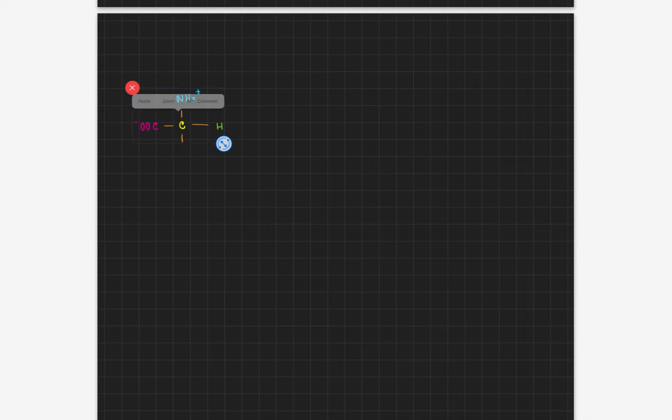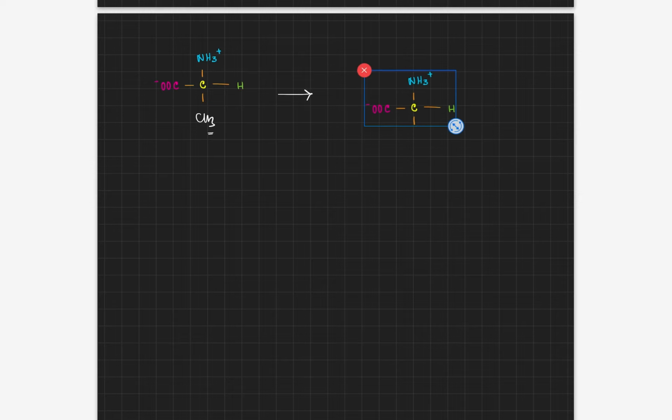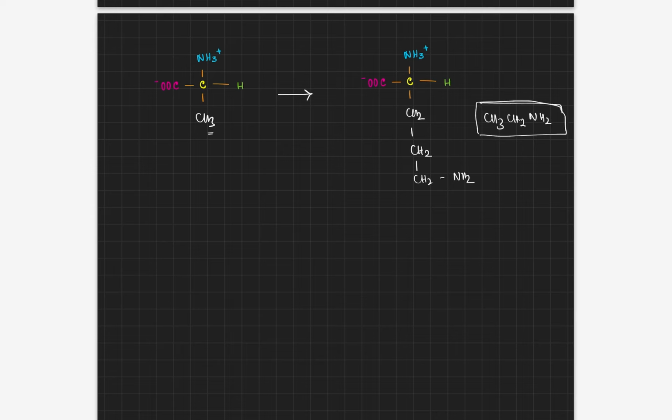For alanine, I will just replace this CH2H with ethyl amine, so CH2CH2NH2. As you all know, the formula of ethyl amine, this is the primary amine. So if I replace this, it is called lysine. This is also an essential amino acid.